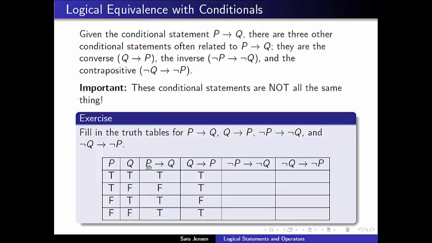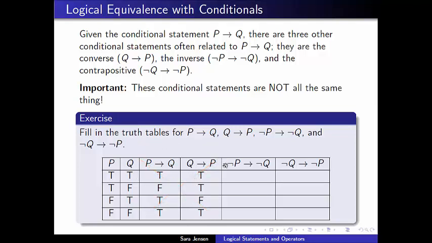Notice right away how P implies Q and Q implies P are not logically equivalent. They happen to be the same in the situation where both P and Q are true, or when P and Q are false. They both have true values there. However, the switching around of the true and the false values in the middle 2 rows changes the truth tables. And so these 2 statements, P implies Q and Q implies P, are not logically equivalent.